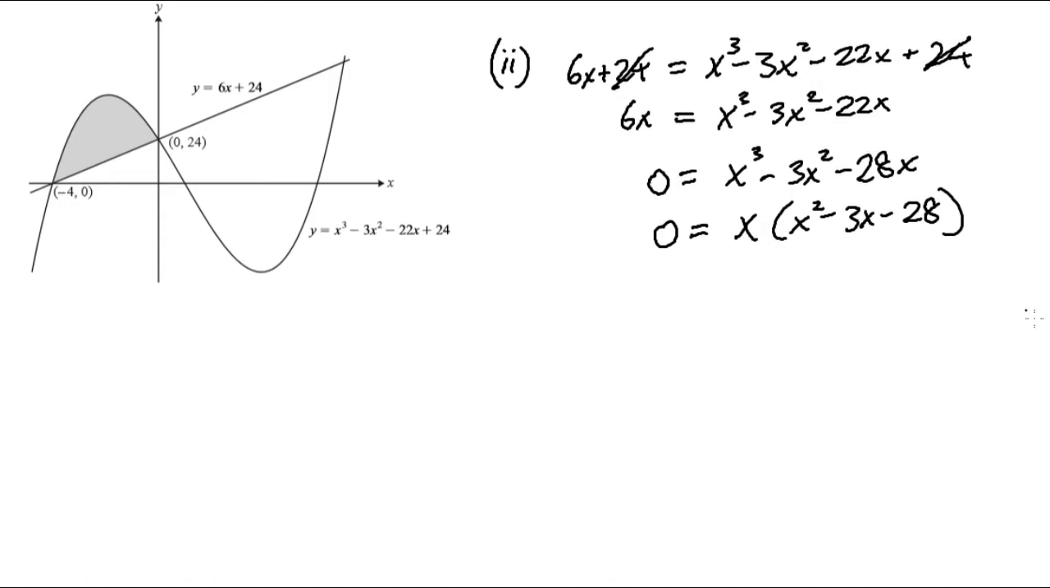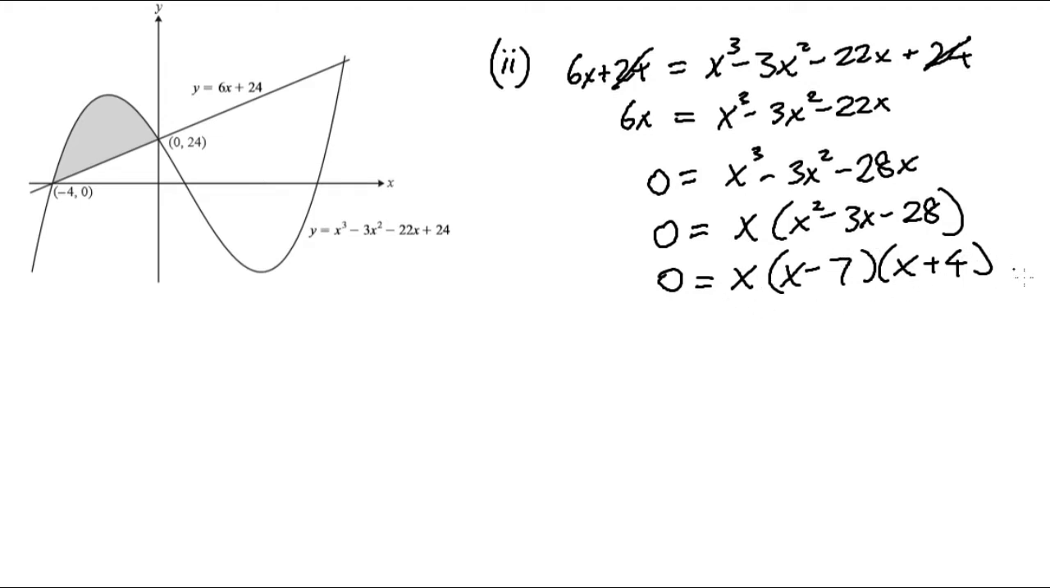Okay, 28 is 4 times 7, so this can be further factorized into x minus something, x plus something, because it's a negative 28. So the signs are different, and the negative value is larger. So we know it's 4 and 7, so 4 is positive, 7 is negative.